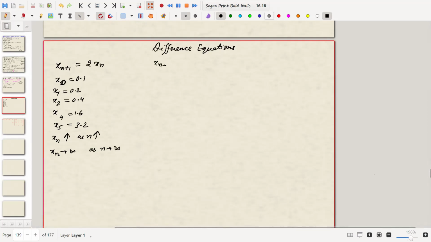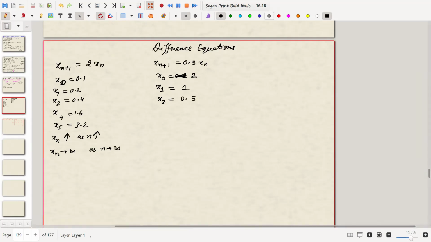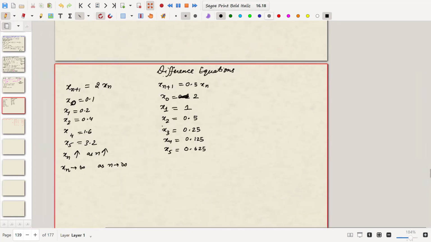Now let us look into another example: x_{n+1} = 0.5 x_n. Suppose x0 is, maybe I will make it bigger too. So what is x1? X2? 0.5. Yes. What is x3? X4? Okay. What is x6?